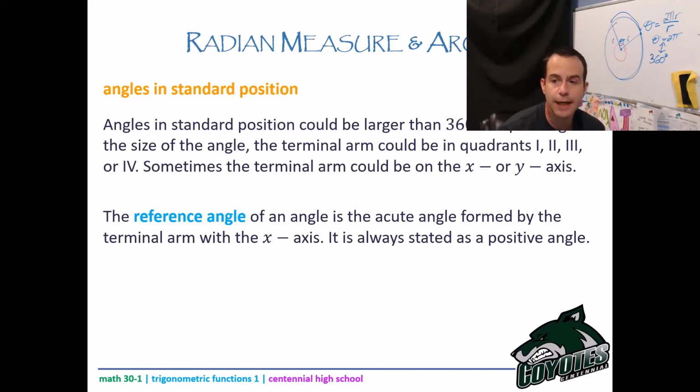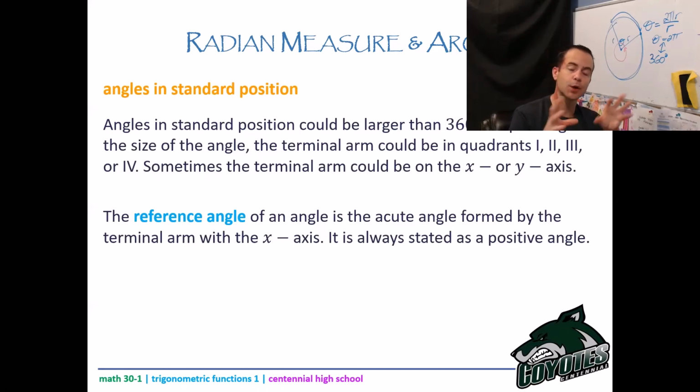What's important right now, though, to talk about is the reference angle. We use the reference angle a lot when we're doing this stuff. The reference angle of an angle is the acute angle formed by the terminal arm with the x-axis. Essentially, wherever you are on the terminal arm, it's the quickest way back to the x-axis, okay? And that's why we say acute. Acute means less than 90 degrees. It's the quickest way back to the x-axis.